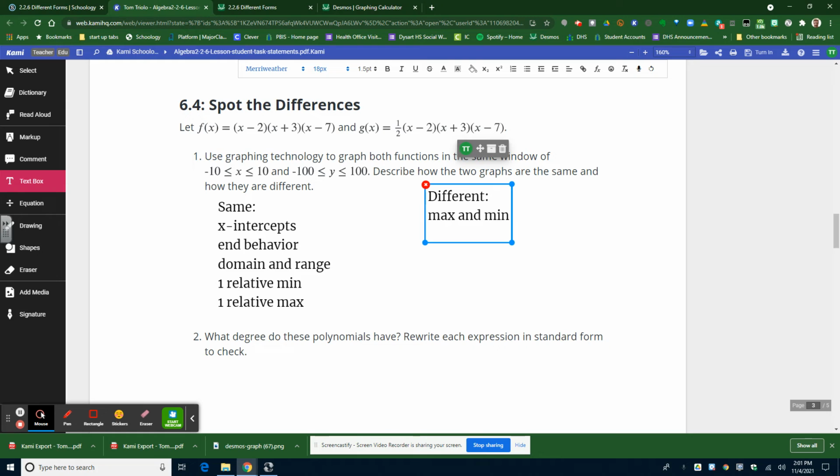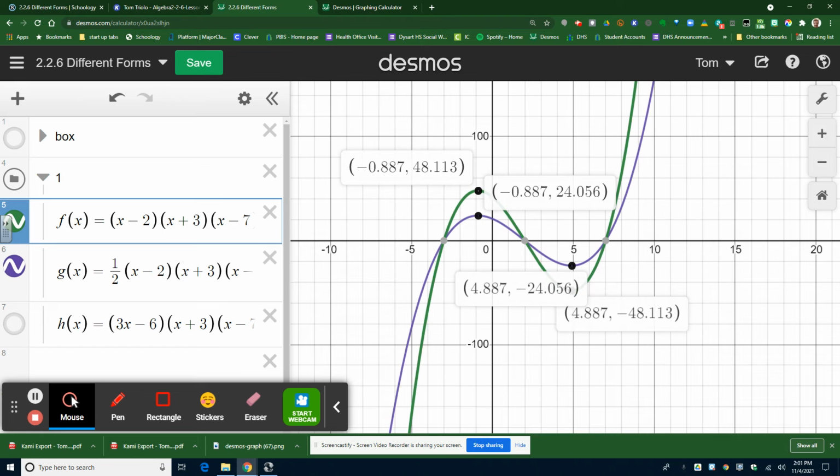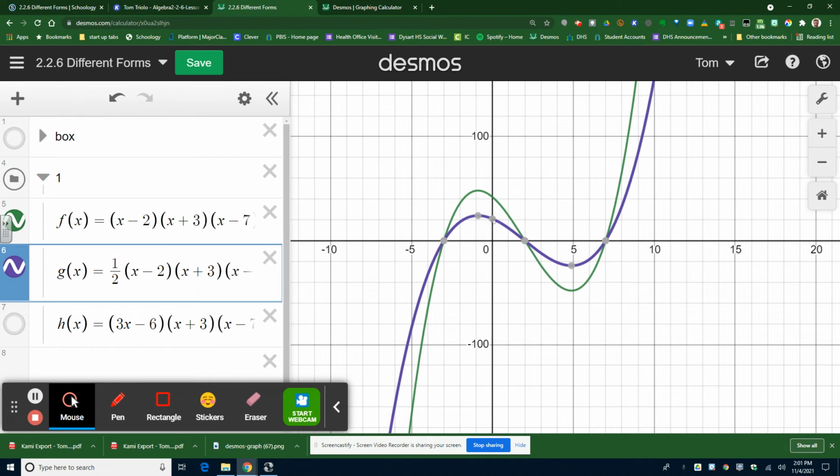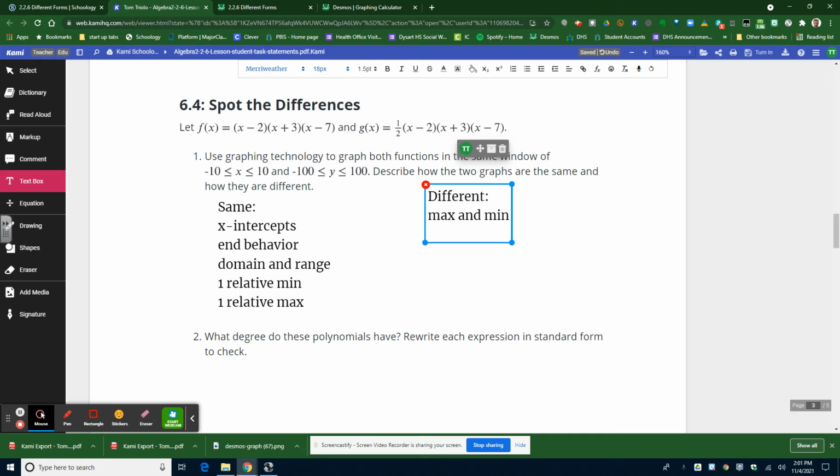I heard somebody talk about it. The Y-intercepts. Okay? The X-intercepts matched up, but the Y-intercepts, let's undo all these. I had 21 and 42. Again, the purple is half the green. So Y-intercepts were different. Anybody else have anything else that was different?